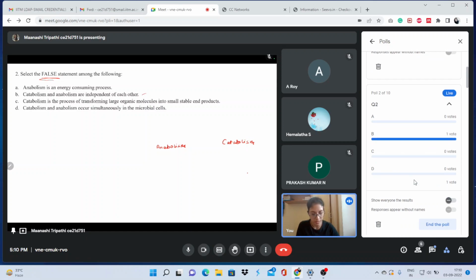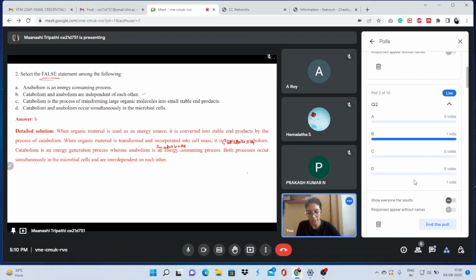Okay, we'll see the answer. Yes, correct option is B, that they are not independent of each other, they occur simultaneously. Now I will tell you a trick how you can remember it.